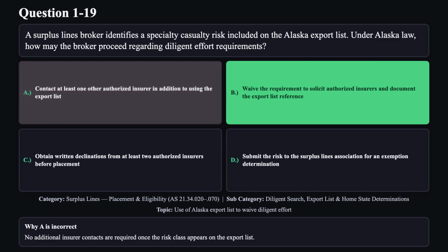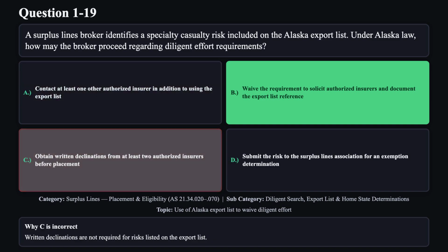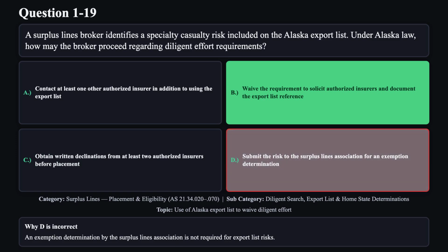Reason A is not correct. No additional insurer contacts are required once the risk class appears on the export list. Reason C is not correct. Written declinations are not required for risks listed on the export list. Reason D is not correct. An exemption determination by the Surplus Lines Association is not required for export list risks.